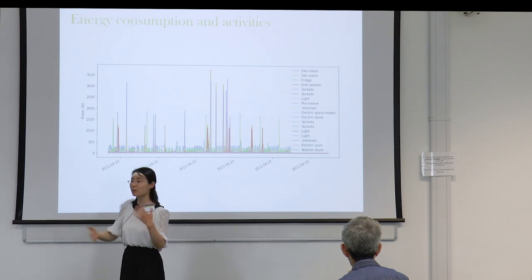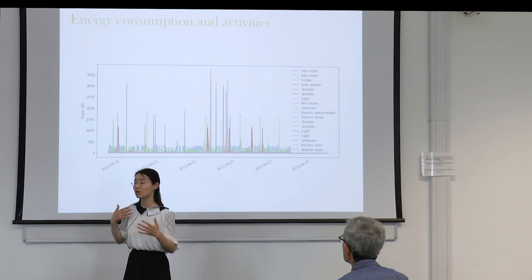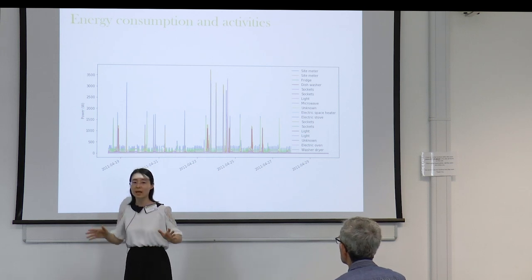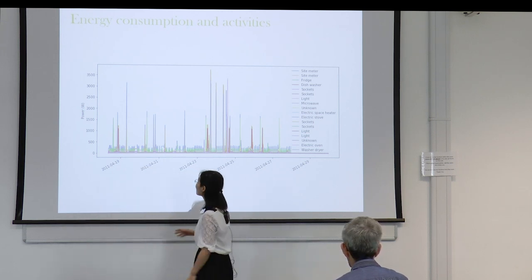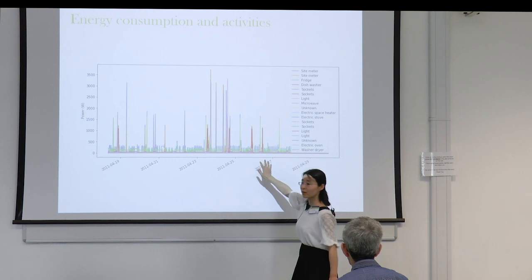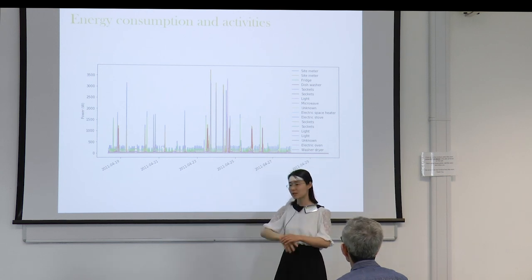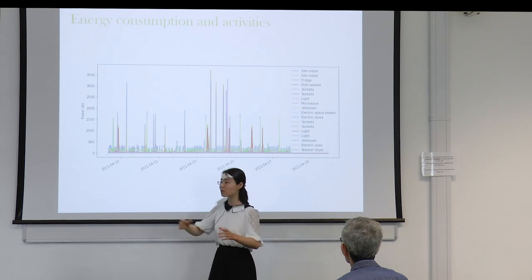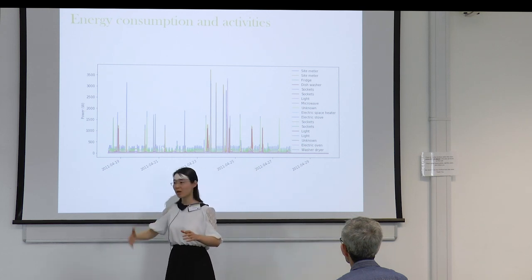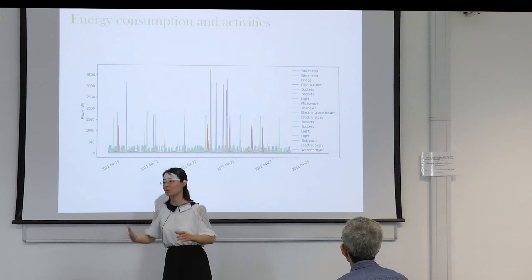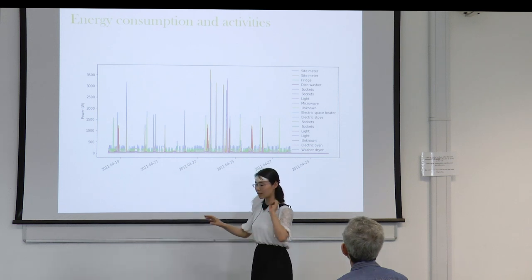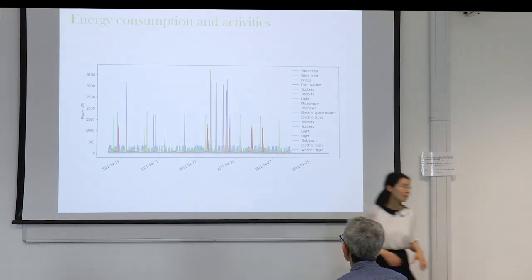So if you know how much electricity I'm consuming, then you probably know what type of activities I'm doing. So that's something interesting for us. If you know the total energy consumption, and you can disaggregate the usage of individual appliances, then you have a better understanding of the type of activities people are doing. So that's the link between activities and energy consumption.